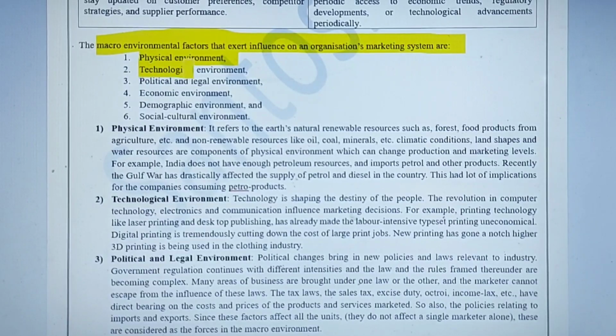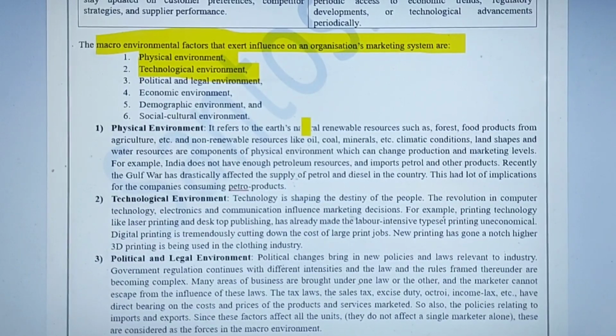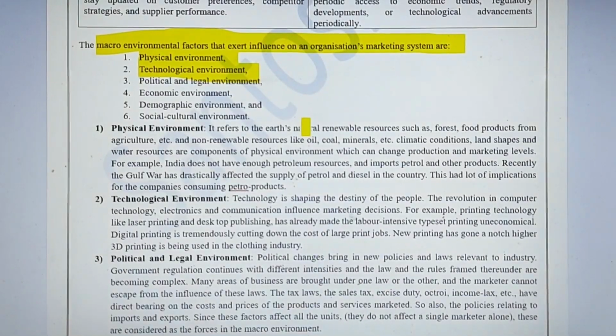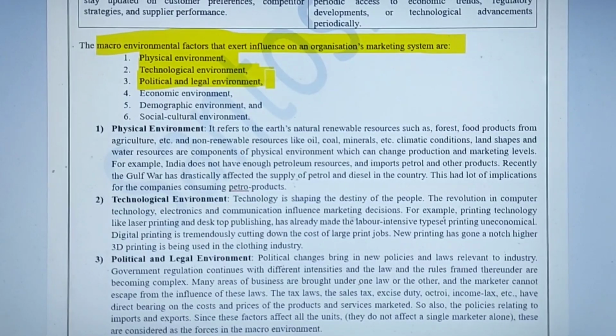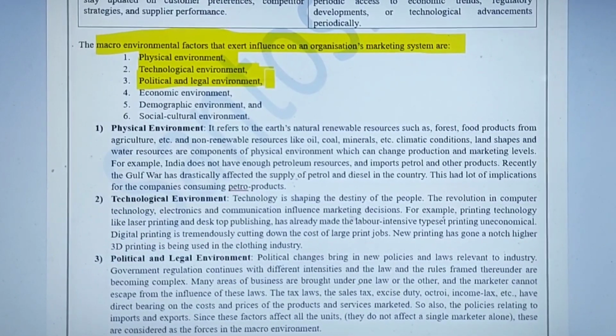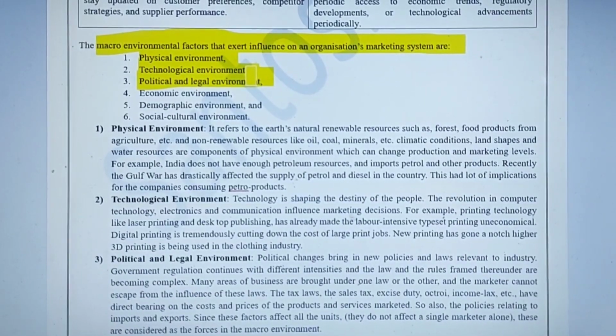Second one, technological environment. How is the technology in the place where the organization is operating? If they use advanced technology, accordingly that will influence the operation of the business enterprise. Then we have political and legal environment. If there is political stability, everything is settled, there are no wars, no disputes, then the environment is good for doing business. So accordingly, the company can make adjustments.